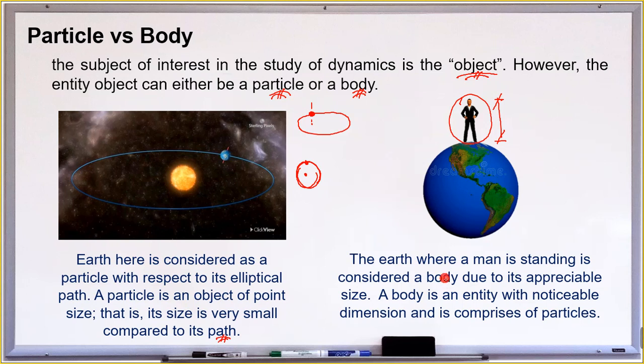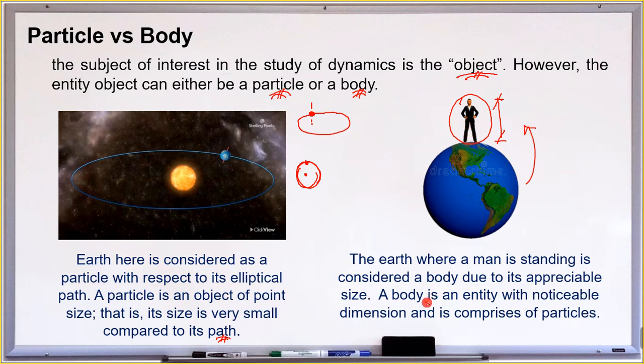Now, since these two concepts can be interchanged, pwede pod nga si man with respect to the earth, due to the fact na gamay kay ang tao relative sa size sa earth, we can also say that the man is a particle relative to the earth. Okay? But if we do the reverse, we can say that the earth is a body relative to a man.